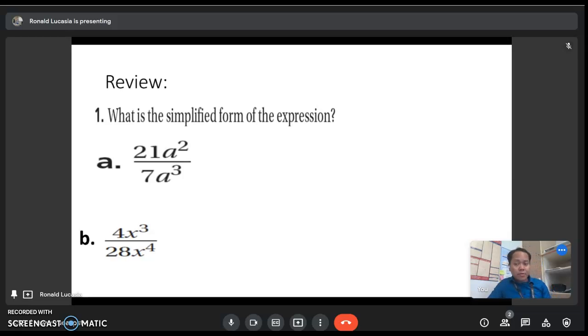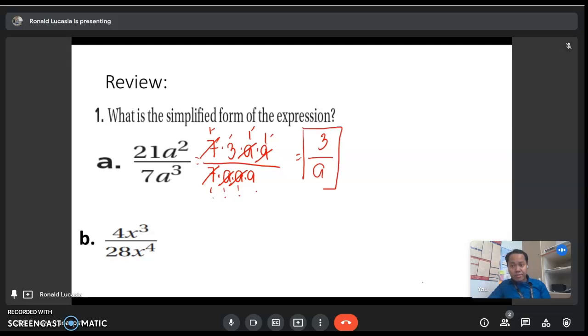So let's review. We had this lesson last quarter. What is the simplified form of the expression 21a squared over 7a cubed? 21 can be factored as 7 times 3. A squared is a times a. And then 7a cubed can be factored as 7 times a times a. A divided by a is 1. A divided by a is 1. So what is left in the numerator is 1 times 3 times 1 times 1, so that is 3. In the denominator is 1 times 1 times 1 times a, that is equal to a.